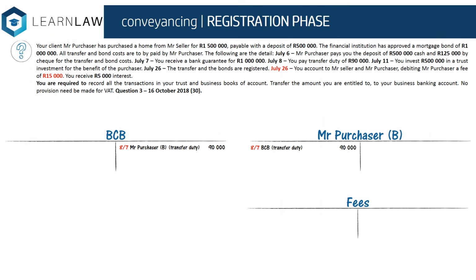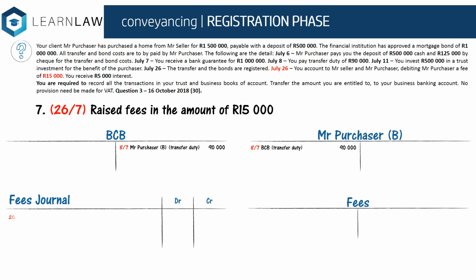On 26 July, you also raised fees in the amount of 15,000 Rand. This is a non-cash business transaction, so we have to raise the fee in the fees journal. Mr. Purchaser's business account is debited with 15,000 Rand, and the fees account is credited with 15,000 Rand. Since there are no other fees to be charged, we can close off the fees account.